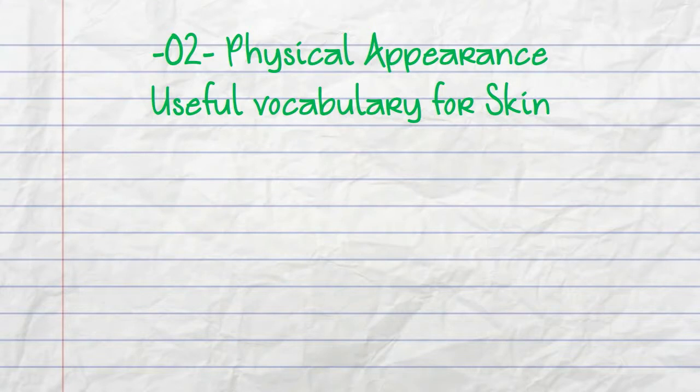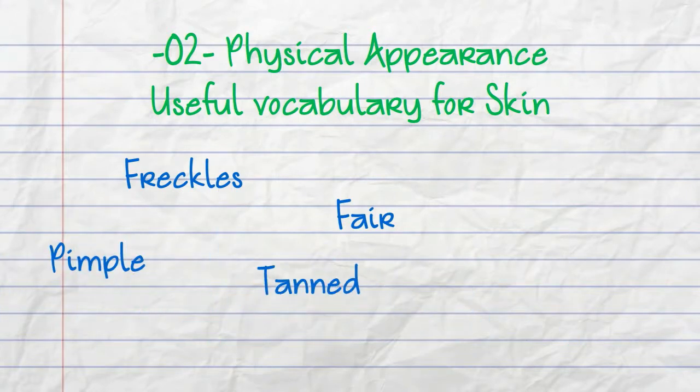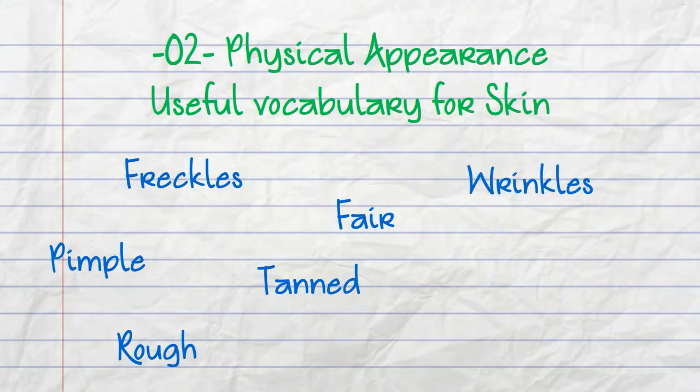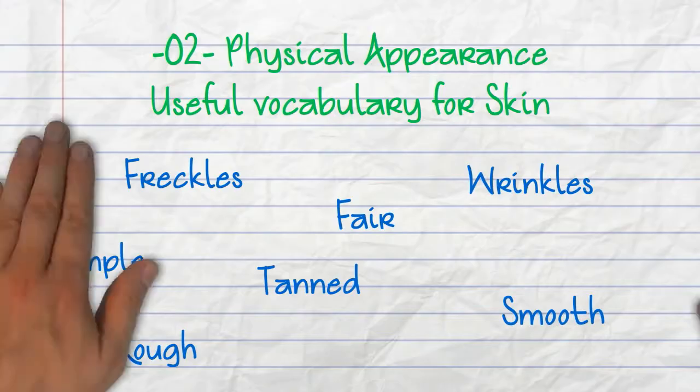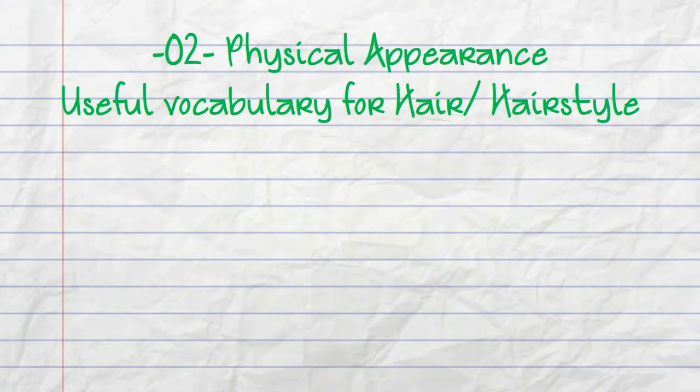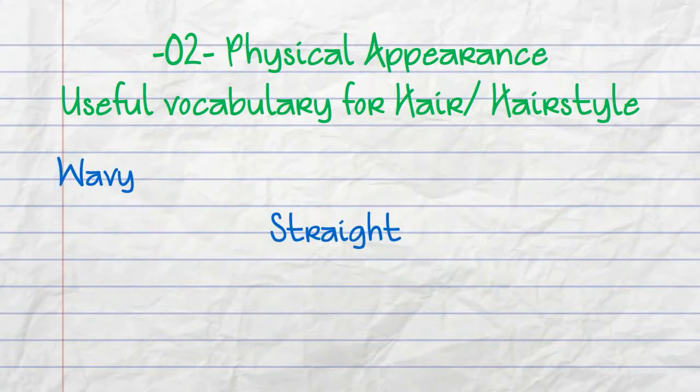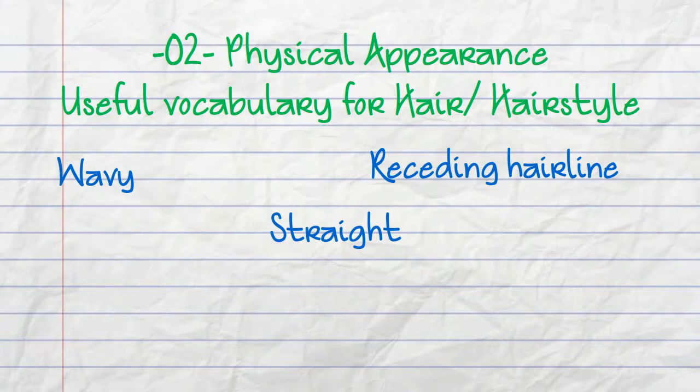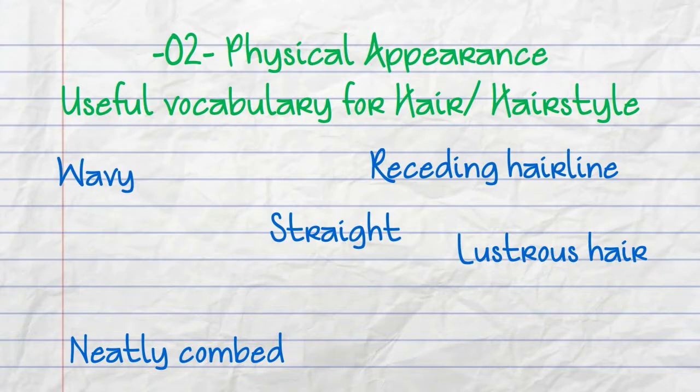Here's some useful vocabulary when you want to describe a person's skin. Freckles, fair, pimple, tanned, rough, wrinkles, smooth. Here's some useful vocabulary for hair or hairstyle. Wavy, straight, receding hairline, lustrous hair, neatly combed, braids, or spiky.